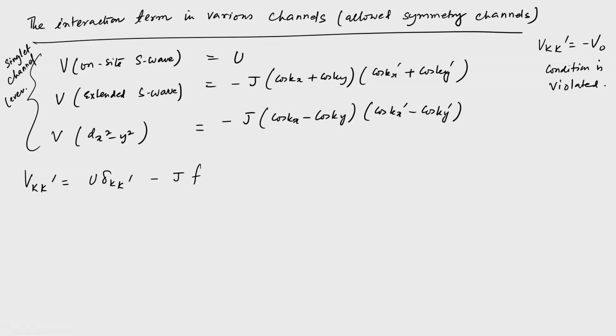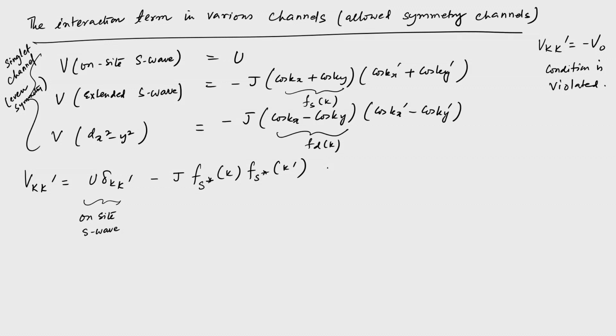and these are even symmetry. If kx goes to minus kx, it does not change sign. So, this is called F S star. We write down, so this is with just the on-site S wave, and this is the extended S wave. So, this is your F S k, and this is your F D k minus J F D k F D k prime, and that's the interaction term. And as told earlier, this is an extended S wave and this is a D wave.